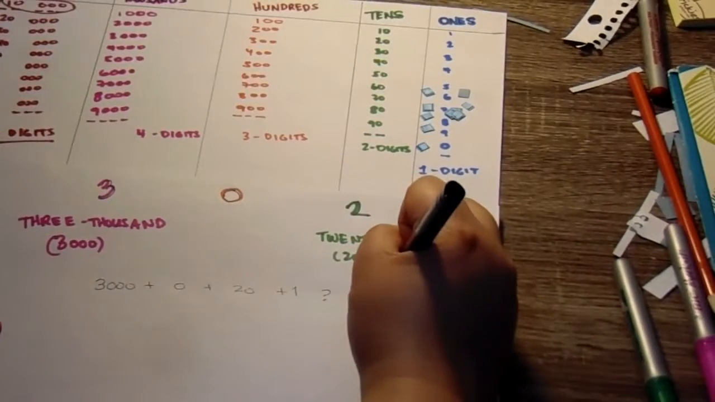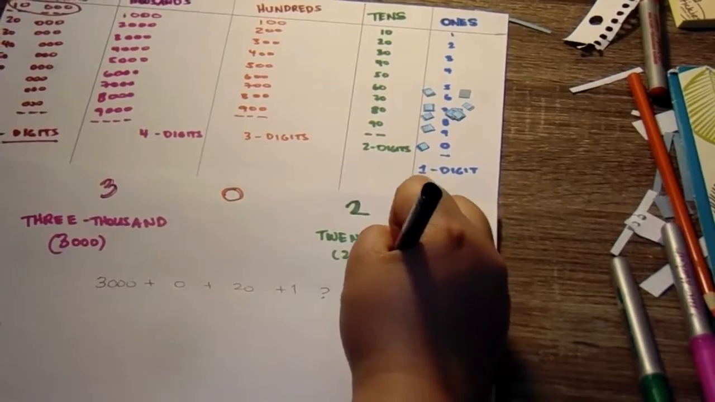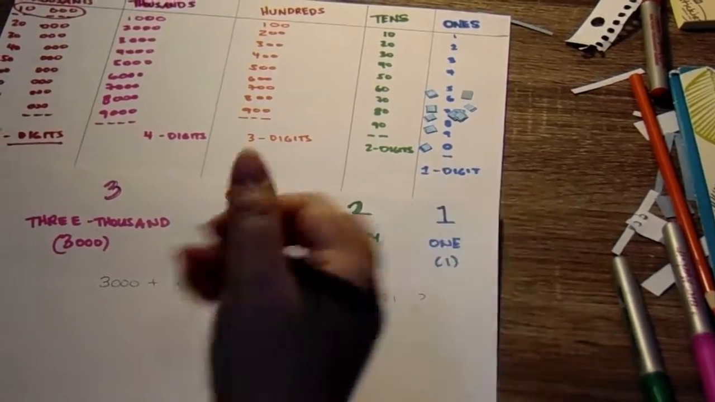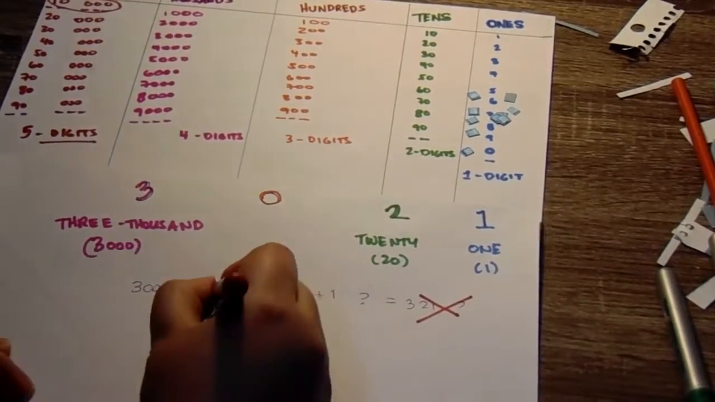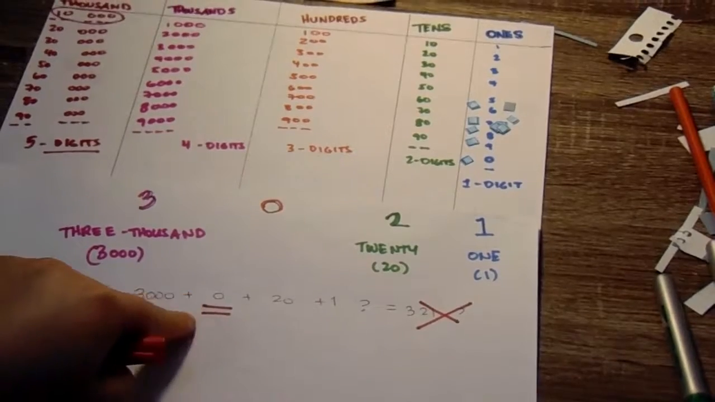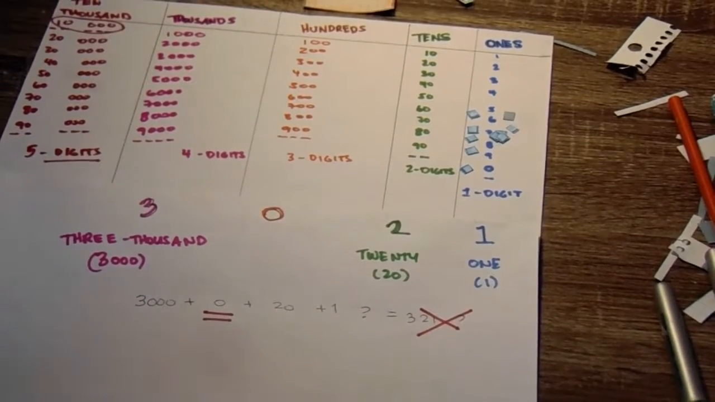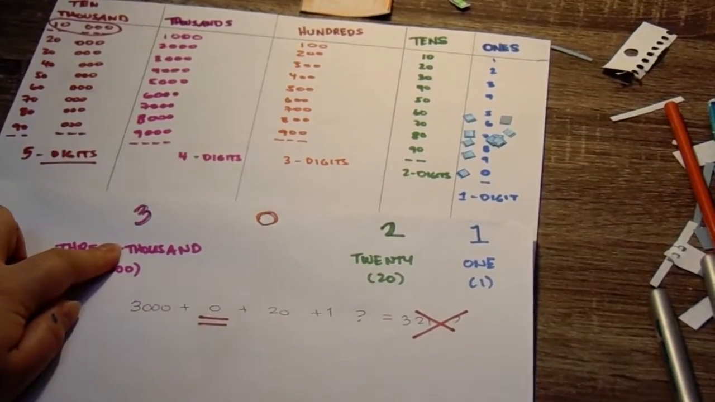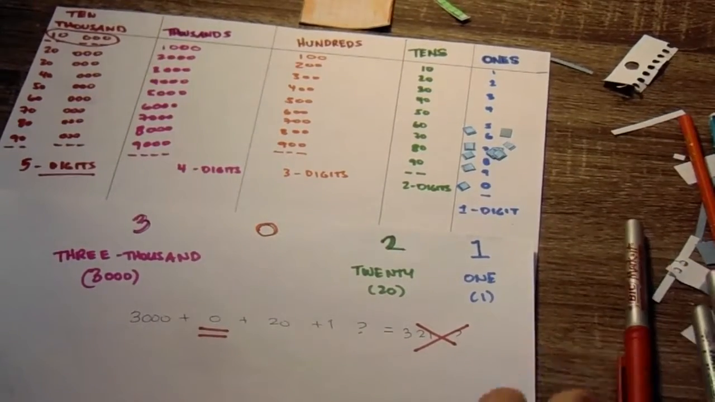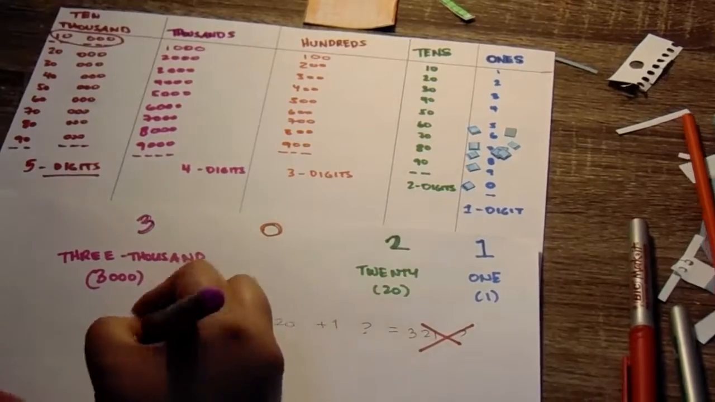2 means there are 2 tens, or 20. And 1 means 1. But wait, if we write all this individually and add them up again, what happens to the 0? Well, remember that if a number has 4 digits starting out, each of those numbers has to keep their place. So even though there are no hundreds, the 0 has to stay in the hundreds placement.